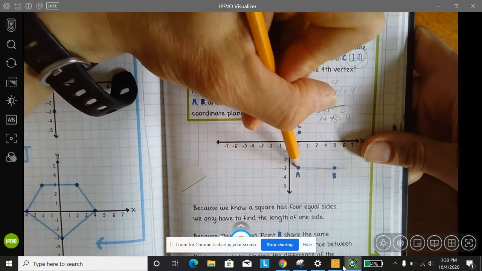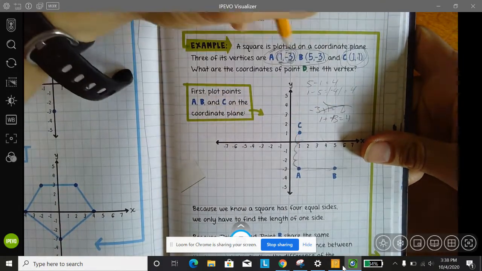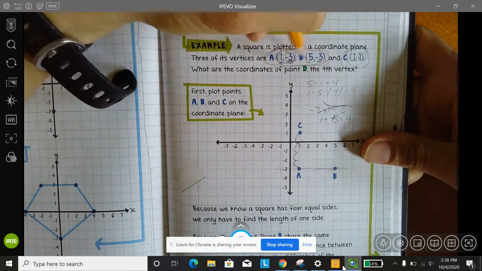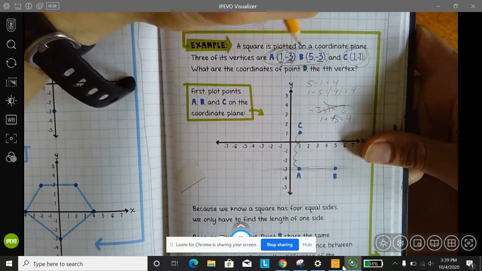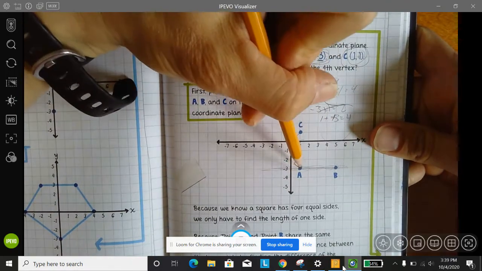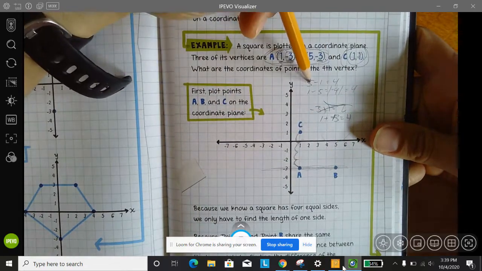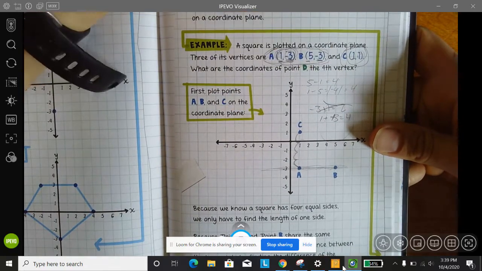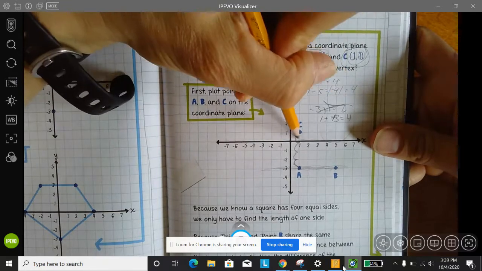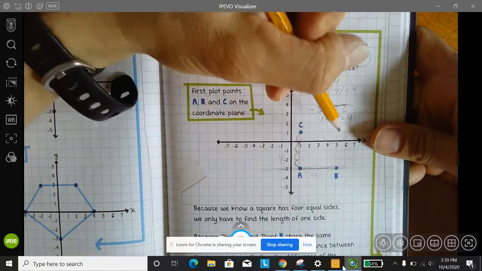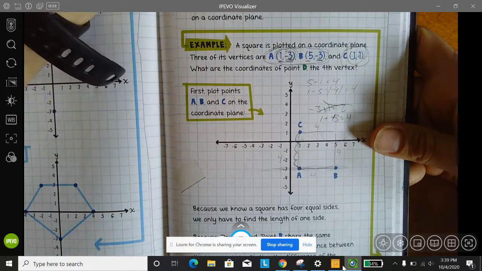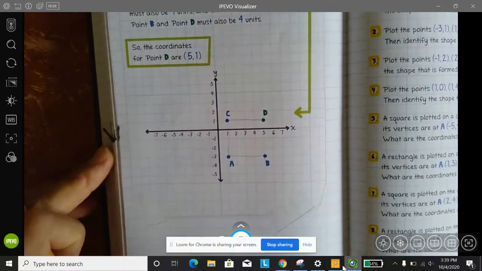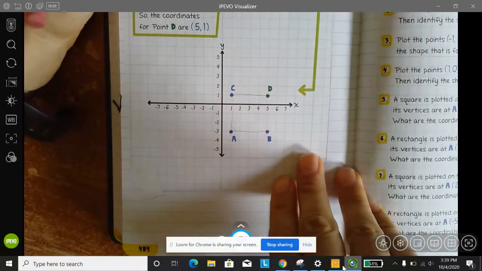You can see for A and B, it's a little simpler, right? For A and B, the Y value is the same. That means they stay on this plane, but the X value goes from 1 to 5. Well, how far do I have to go from 1 to 5? 4, right? 5 minus 1 is 4. So that tells me that this is 4, this is 4. That means I'm going to have to go 4 from here and 4 from here. Take a look at the next page, 484, and answer that question.